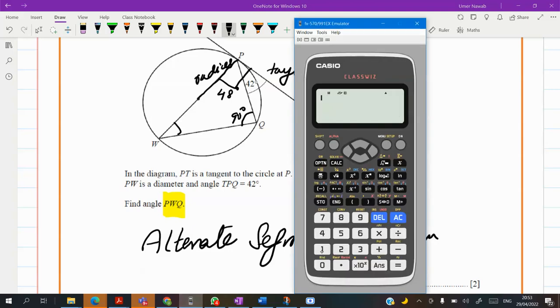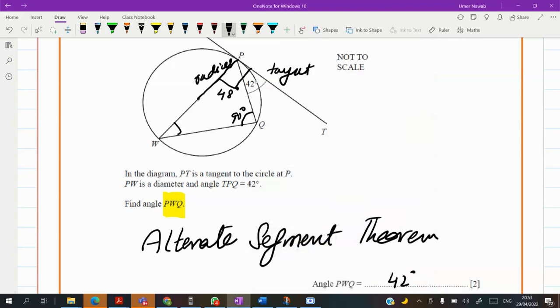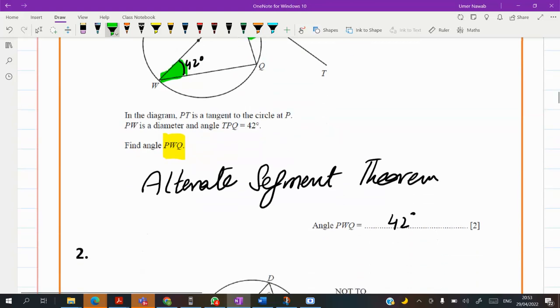But this is a long procedure. 180 minus 48 plus 90 degrees, boys, and I can get 42. So did you see that you can use any property to get to the answer? So I just write it here, 42, and I highlighted which property I used: alternate segment theorem. However, if the other students want to use some other properties to reach their final angle, they can go for this.